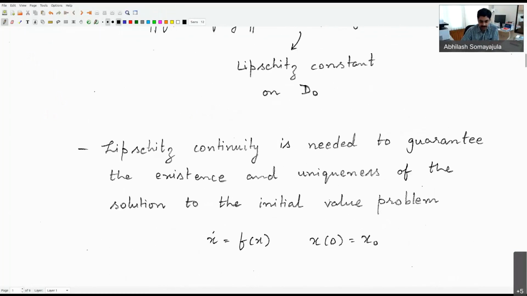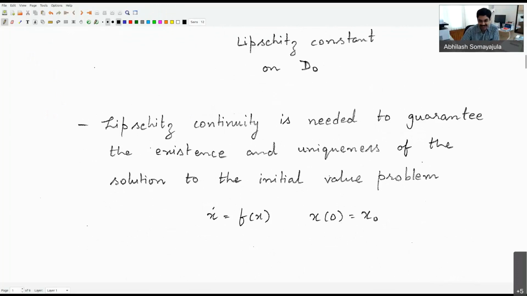Okay, and you might wonder why this Lipschitz continuity is needed. This is needed to guarantee that the initial value problem that you have chosen has a unique solution. In order to prove that, one of the requirements is that this function f of x be Lipschitz continuous. So that is why we are assuming that it is at least Lipschitz continuous. But many times you will find that we can actually go stronger. Most of our systems will be stronger in the sense f of x can be differentiable as well.